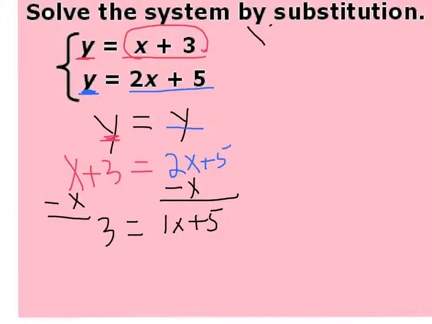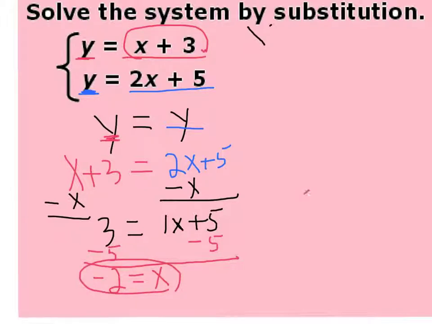Well, my next move is to get rid of that 5. So what I want to do is minus 5 from both sides. When I do that, I end up with 3 minus 5 is -2, and that equals 1x. So that equals my x. So I remember that I need to say this as an ordered pair. So I'm going to write -2, comma.